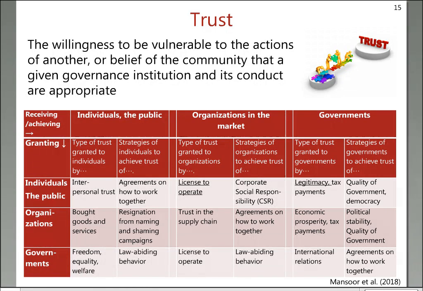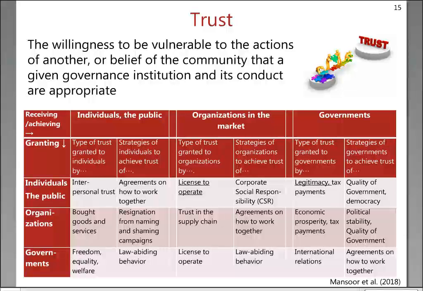Trust is another word that we've used. We can define it as the willingness to be vulnerable to the actions of another. That's a very general one. If it's more in a governance context, we can say it's the belief of the community that a given governance institution and its conduct are appropriate. And in this table, you can see a system that we try to put together on how trust can be achieved, how it can be granted, and how it can be achieved at different levels among individuals, organizations, and governments.